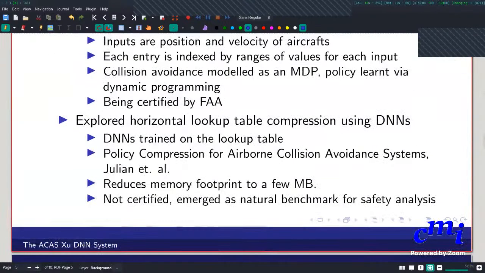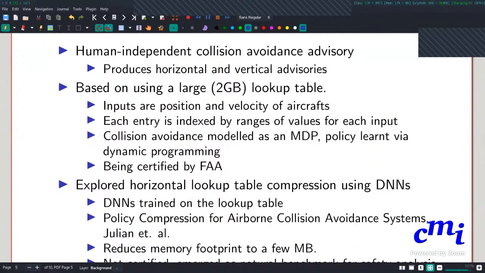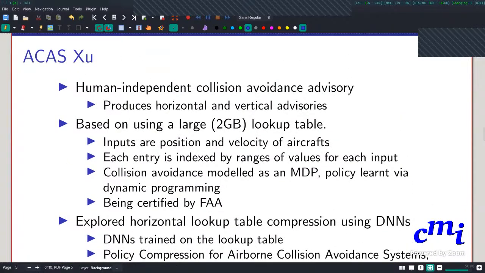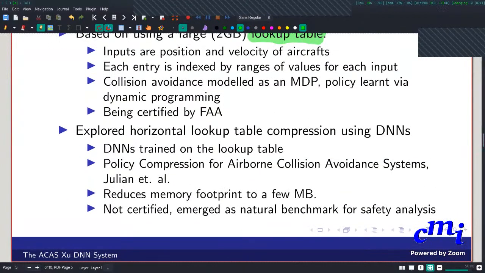Okay, so last time we were talking about the ACAS X system more from a historical point of view and a point of view of where it lies in the industry. If you remember, there is this ACAS X system based on a lookup table that is being certified by the FAA for unmanned collision detection, completely human-independent automatic collision advisories for unmanned vehicles. What we are going to look at is a compressed version of this that uses DNNs for compression.